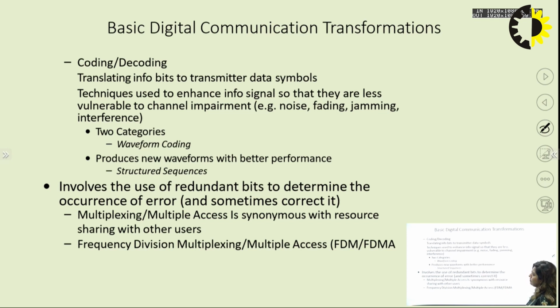So here we have waveform coding, and structured sequences, which involve the use of redundant bits to determine the occurrence of errors. Multiplexing and multiple access are also synonymous with resource sharing with other users. We can use frequency division multiplexing, time division multiplexing or code division multiplexing in the case of digital communication as compared to analog.